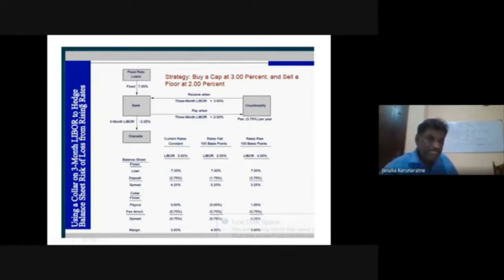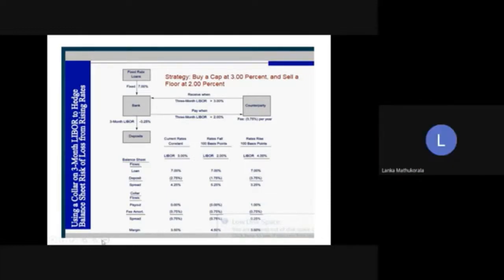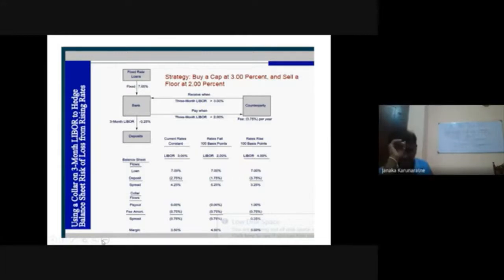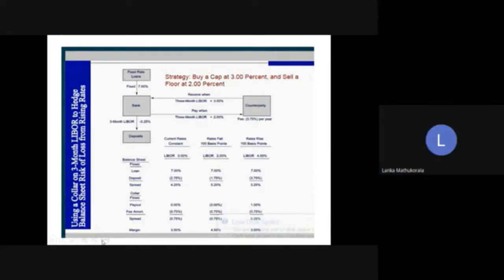So this is a collar on 3 months LIBOR to hedge against rising interest rates. Now look at this structure. Now this bank, what is the risk? What is the risk to this bank? Interest rate decreasing or increasing? Increasing, sir. Increasing, right.